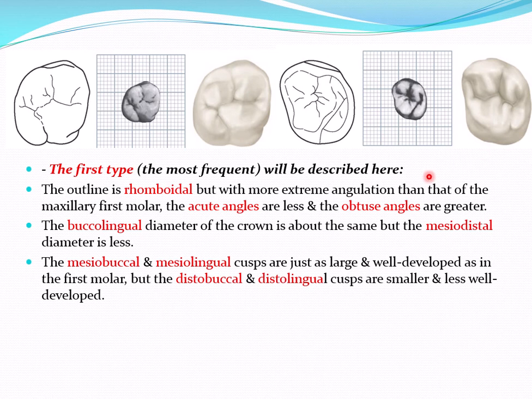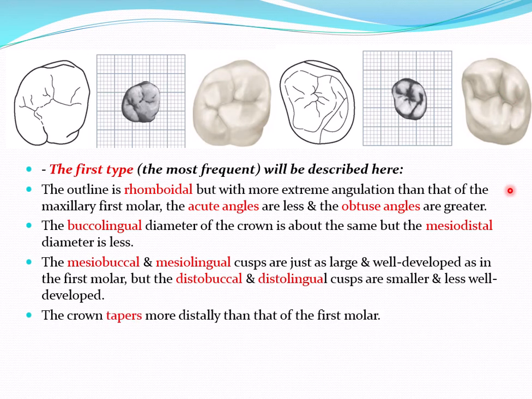The mesiobuccal and mesiolingual cusps are just as large and well developed. Where does the problem happen? It happens with the other two cusps, the two distal cusps, the distolingual and distobuccal. They will be smaller. Comparing the two distal cusps with the two distal cusps here, I see they are smaller and less well developed. The other difference is that the crown tapers more distally.